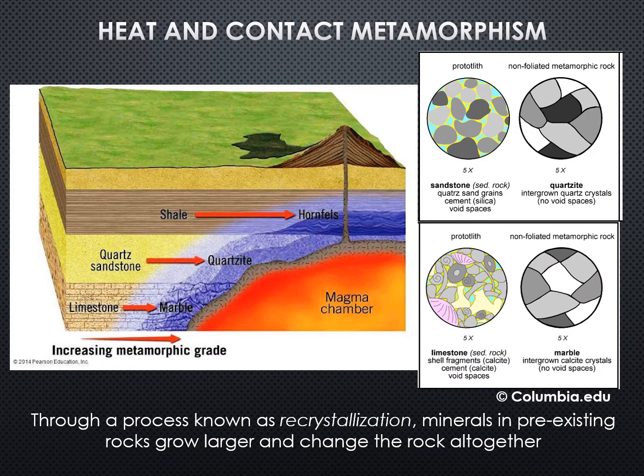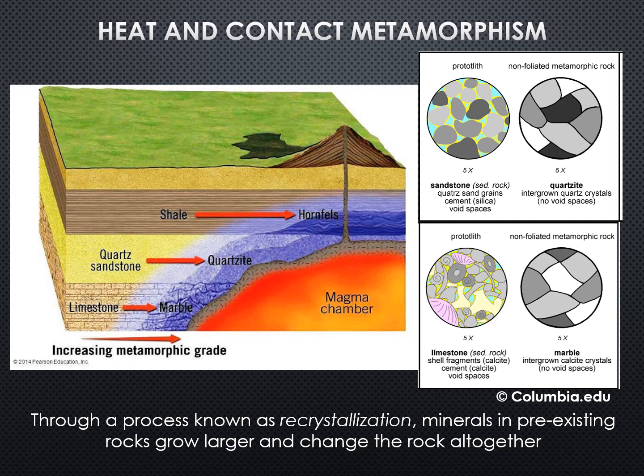So the process of recrystallization occurs with contact metamorphism, and this will develop distinct types of metamorphic rocks. In particular, there's two types of metamorphic rocks that form in this way, and those are quartzite and marble. So what can happen is, again, with contact metamorphism, you have a pool of magma that heats up those surrounding rocks, in this case, limestone, sandstone, and shale.